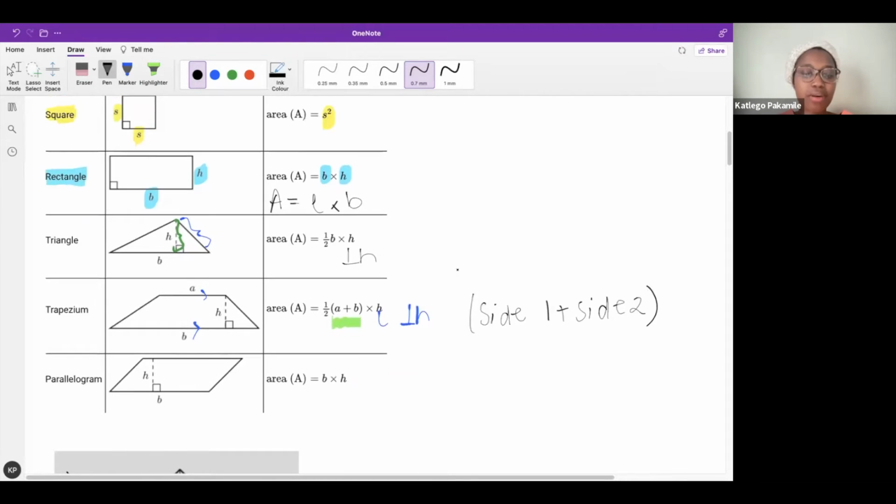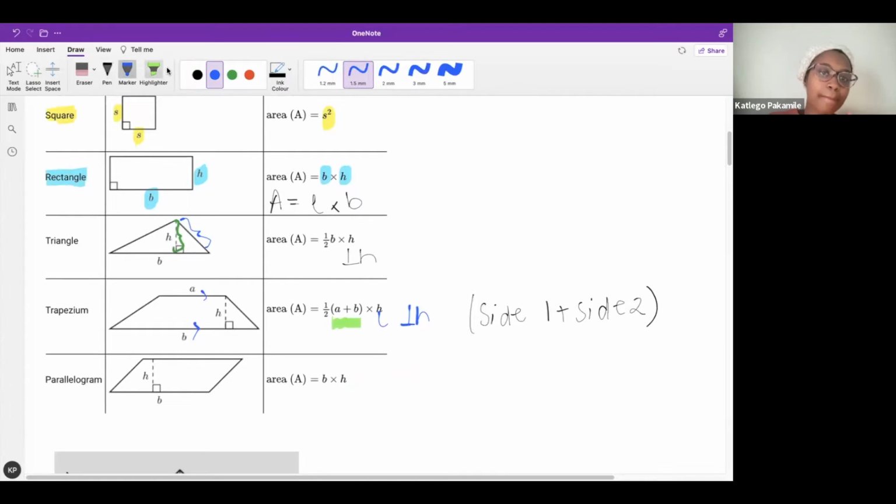Okay, and then we have a parallelogram. Once again, properties of a parallelogram: both pairs of opposite sides are parallel. Therefore, this one is parallel to that one, and the one at the top is parallel to the one at the bottom. That's how we know we have a parallelogram. And this one is the simplest, in my opinion, yet. It's just base times perpendicular height.